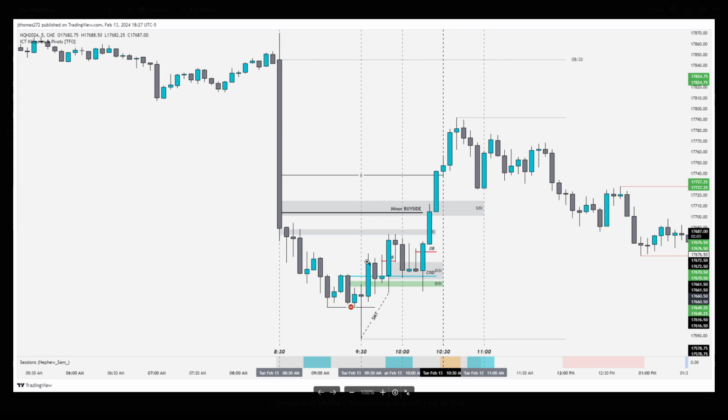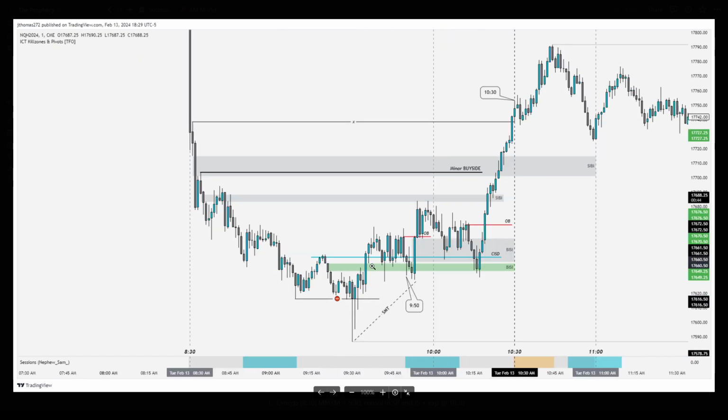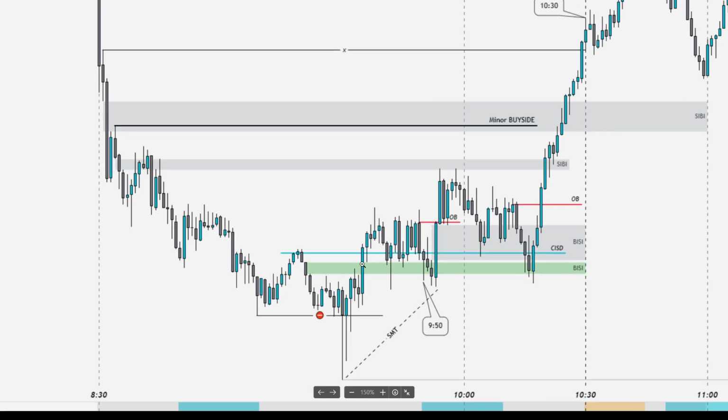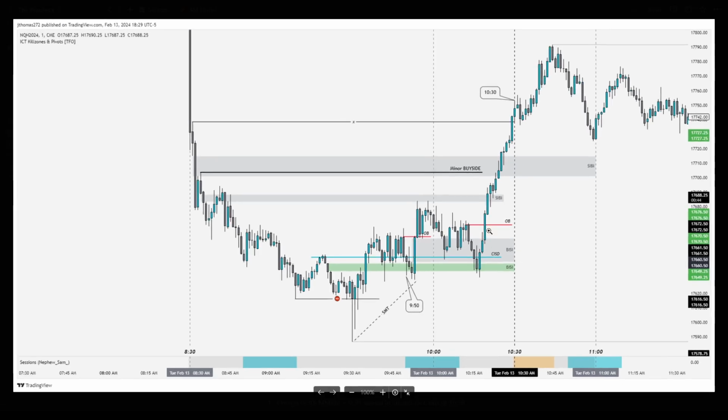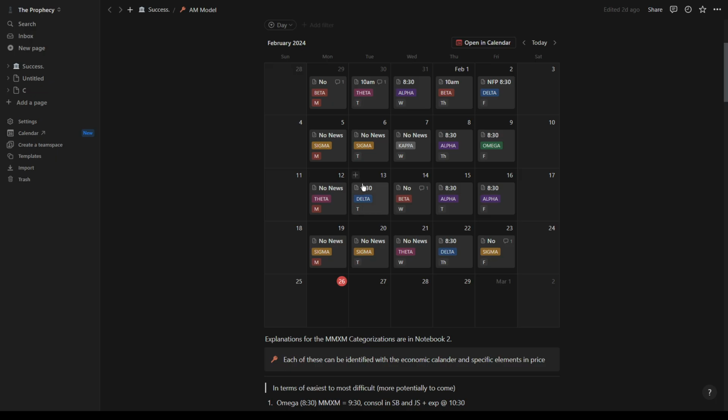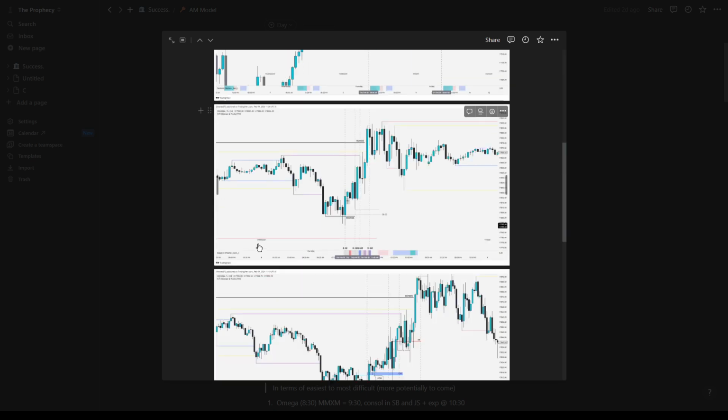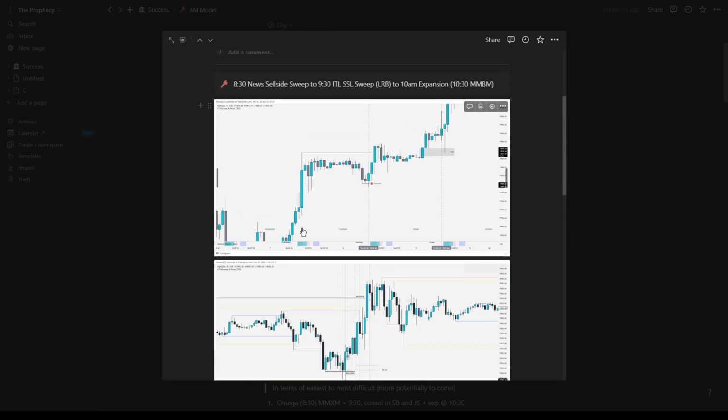We close above it with displacement, and then we can look for a 1 minute fair value gap that pairs up with the CISD line. And we have one in here. Confirm it, trades back into there, or you could be using this as we reach up into the buy side liquidity pool. So you can go to basically any one of these days, and it's almost the same thing.